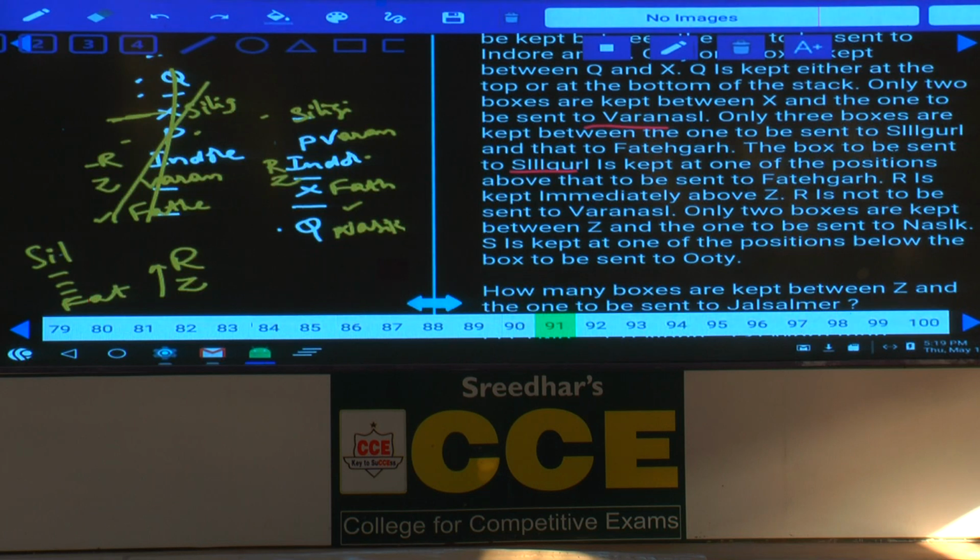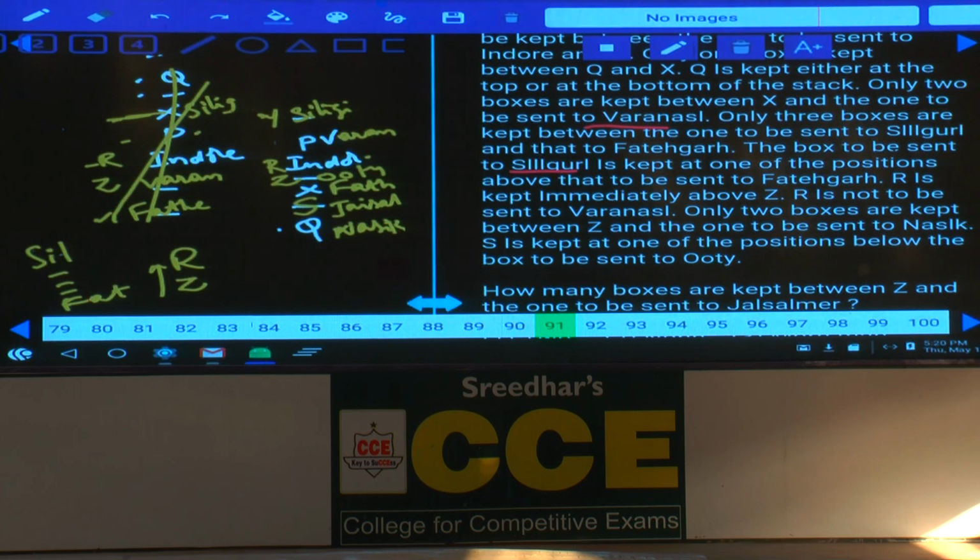Clear? And S is kept at one of the positions below the box sent to Ooty. S is below Ooty. Hence where should this S be? X is in between X and Q, isn't it? And this Z is Ooty. And P, R, Z, X, S, Q were done. Now we are left with Y, and Y is Siliguri. Done with this? Then what is the other city left over here? Siliguri, Varanasi, Indore, Ooty, Fatehgarh, and Nasik, and S, what is the other city left? Jaisalmer. Now this S should be sent to Jaisalmer.